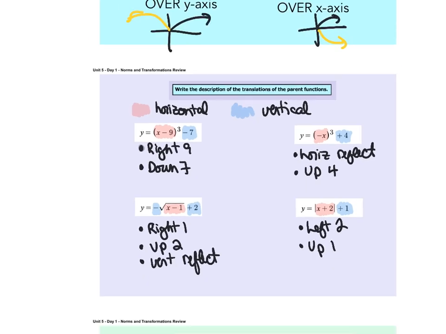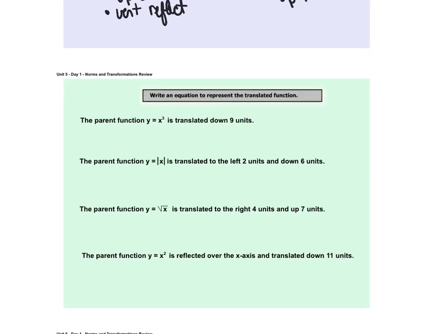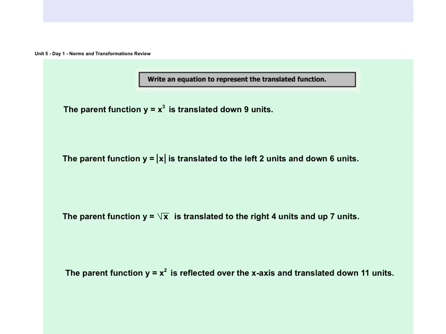Okay, so our next slide, we're going to do the exact opposite. We're given the transformation and we have to write the new function. Okay, so I like to start with writing the function down and then looking at the transformation. We've got down 9, that's on the outside, -9. So I just add the transformation to it. Here's my next one, absolute value of x. We're going to go left 2 and down 6. Okay, so let's go left 2, and that's on the inside, and down 6 is on the outside.